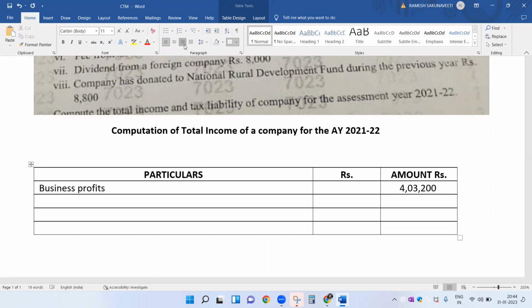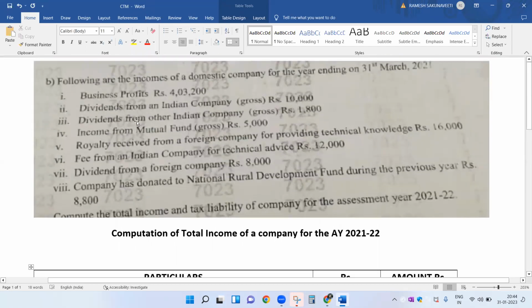Come to next item. See, dividends from an Indian company. See here in this problem, 3 items you understand properly. Dividend from an Indian company, dividend from other Indian company, dividend from a foreign company. 3 dividends are given. Remember in the previous class I mentioned about dividend. Dividend is the return for shareholder. Dividend is the return shareholder enjoys.